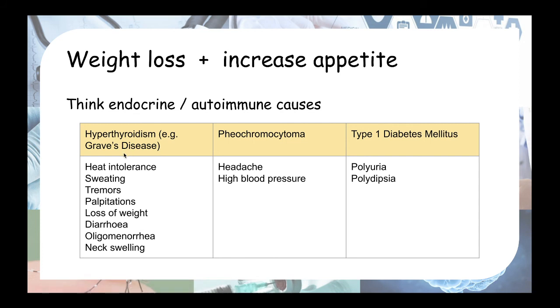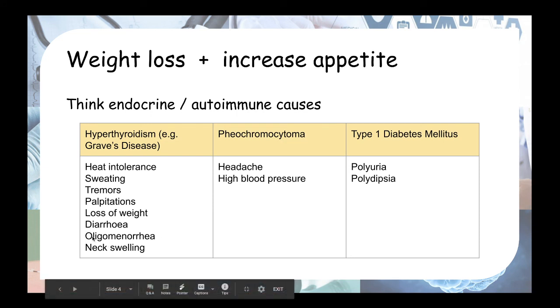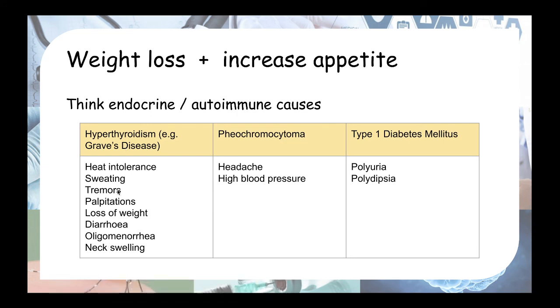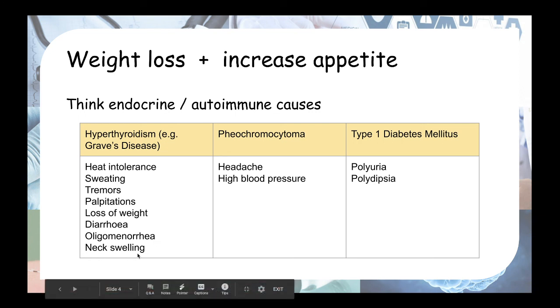Hyperthyroidism, you need to ask about heat intolerance, any changes. Have you felt any changes in the way you feel hot or cold in a room? Have you had any excessive sweating, any tremors? Have you felt your heart beating out of your chest? Any loss of weight, which is what the patient presents with here, diarrhea as well. It's part of the presenting complaint of this case. And oligomenorrhea, menstrual changes. In the case of hyperthyroidism is oligomenorrhea, and any neck swelling.